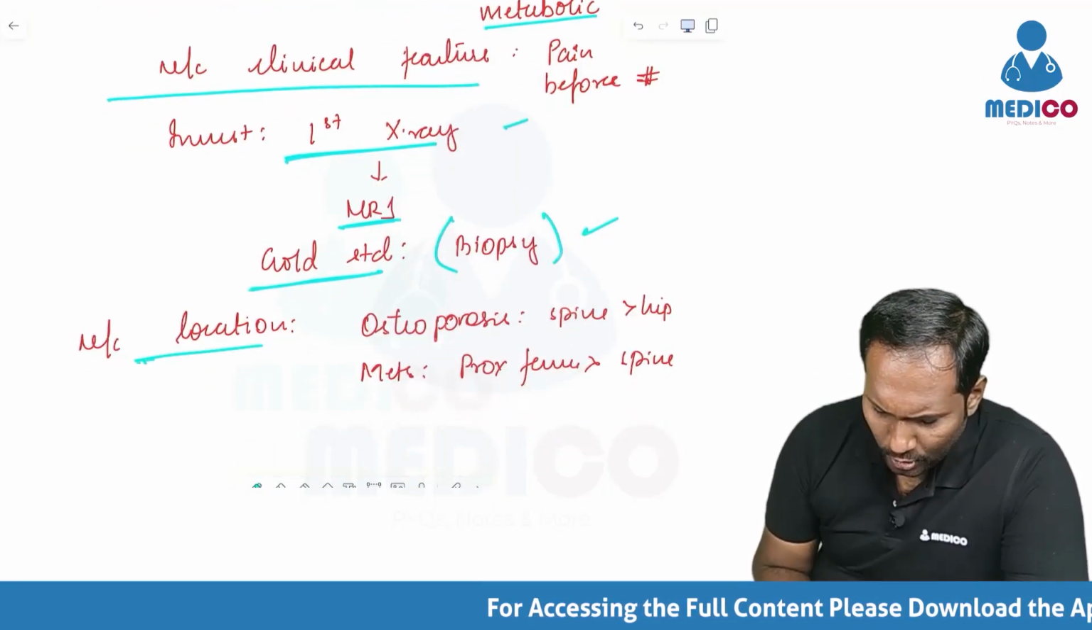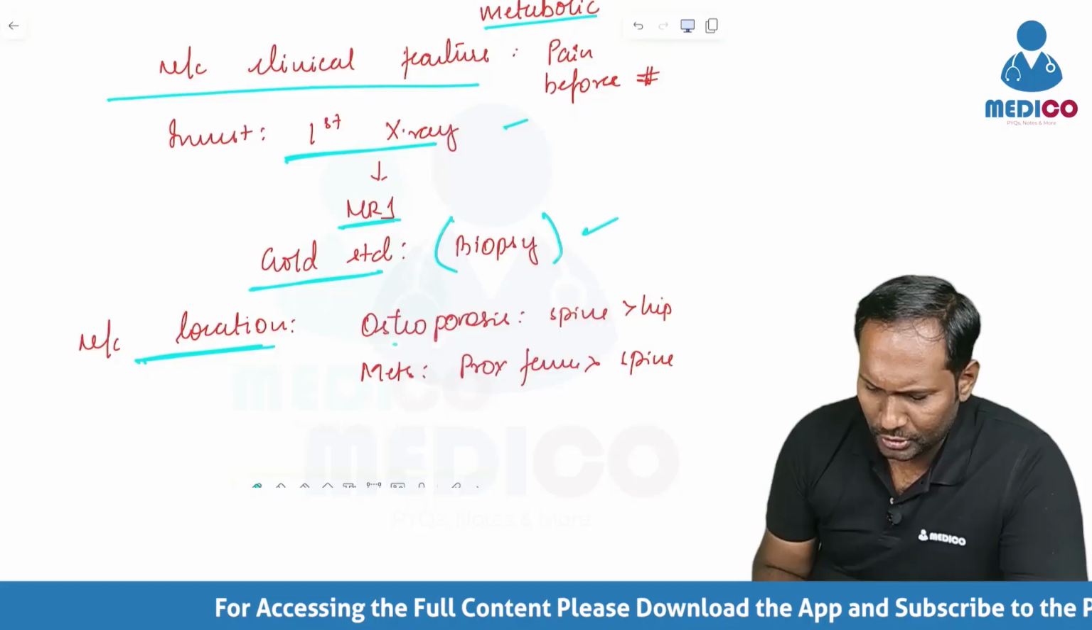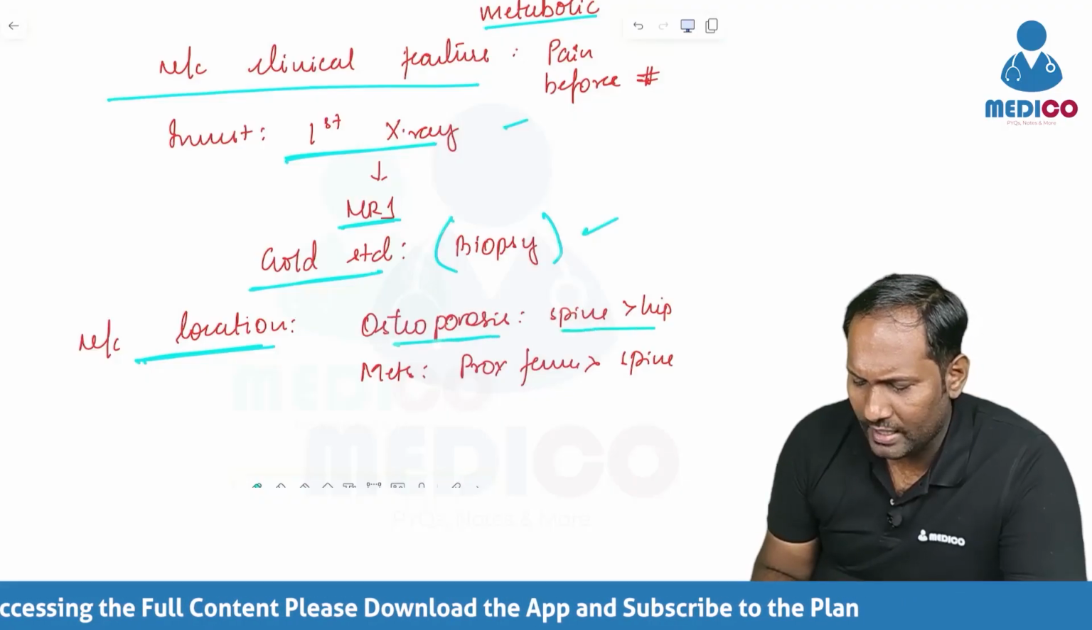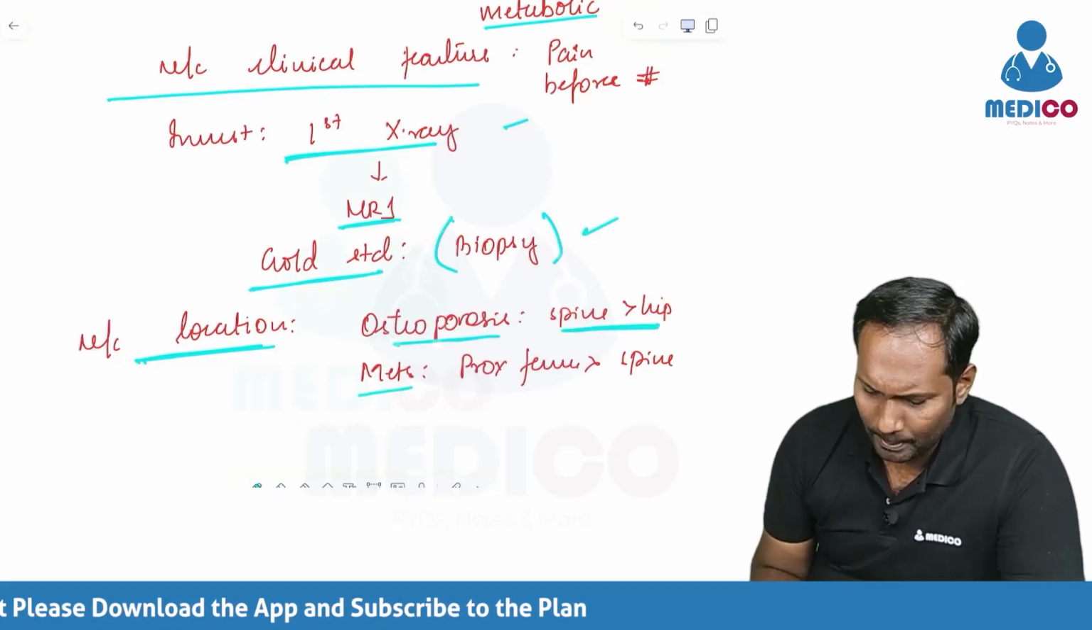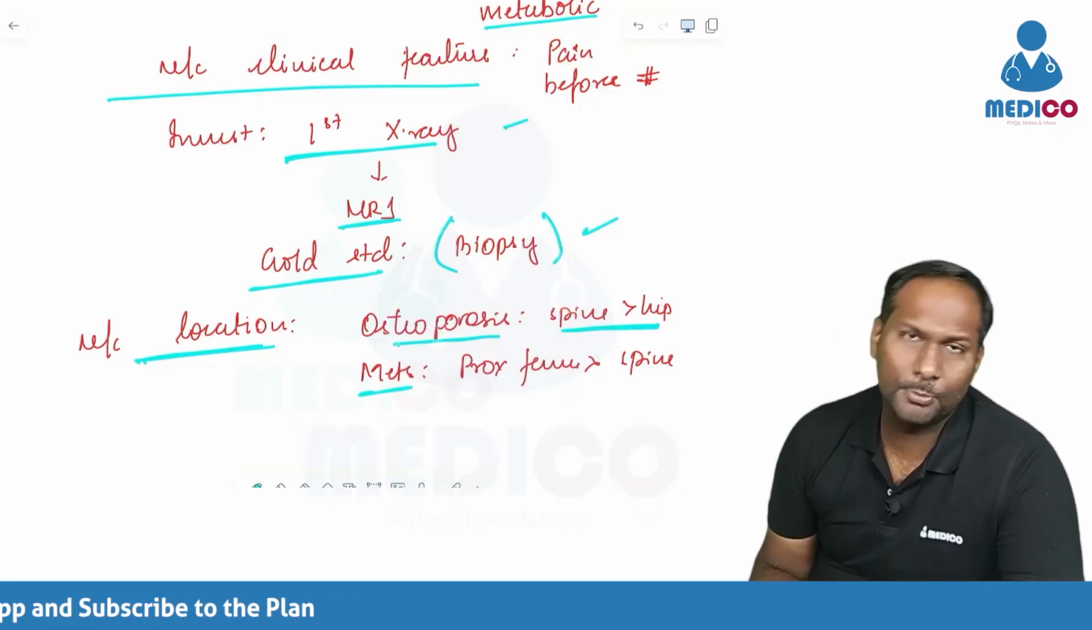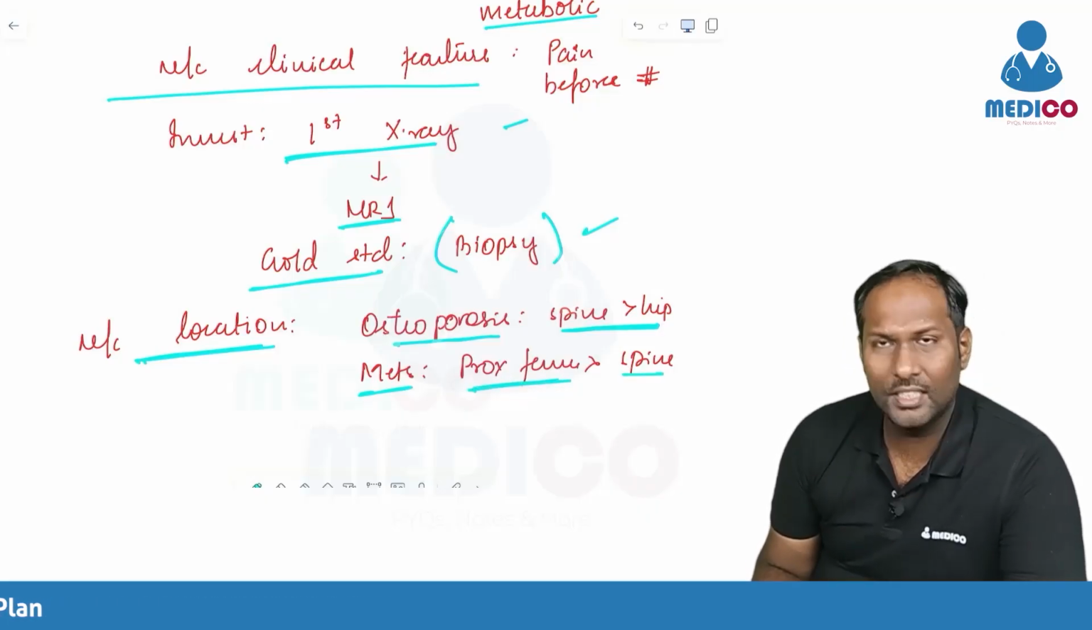Most common location for a pathological fracture: if it's osteoporosis or metabolic bone diseases, the spine dominates over the hip. If it is a metastasis, the hip dominates over the spine, that is, proximal femur more than the spine. All right.